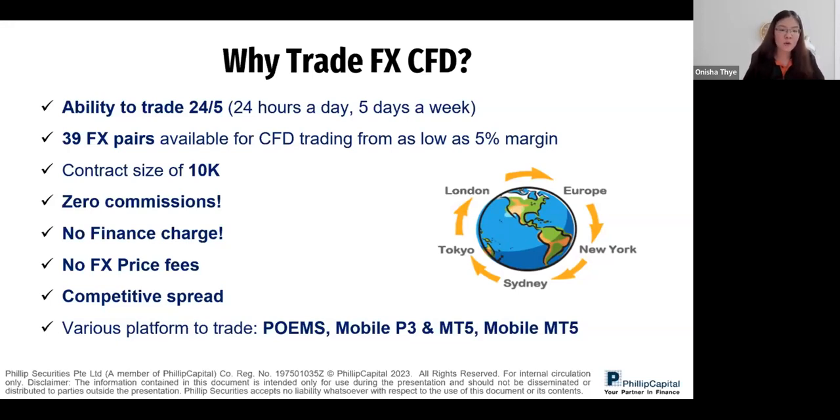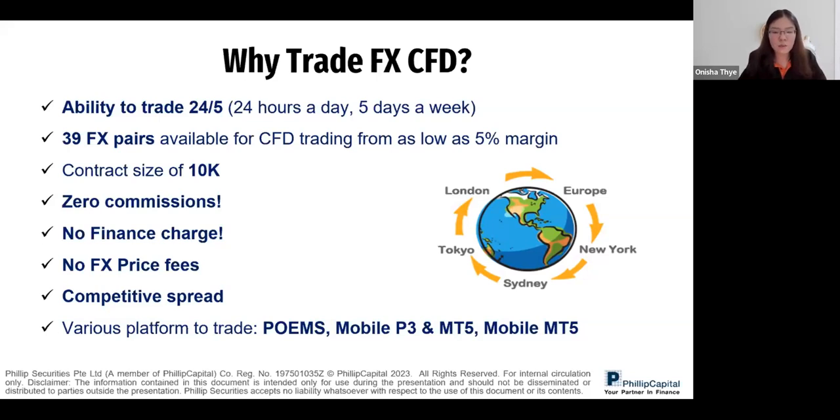So here, we urge you to trade FX CFD with us because we don't charge commission, we don't have finance charges, we have no FX price fees, and we also have quite competitive spreads, as you can check online. We also have various platforms for you to trade: Poems, Mobile P3, MT5, and Mobile MT5.